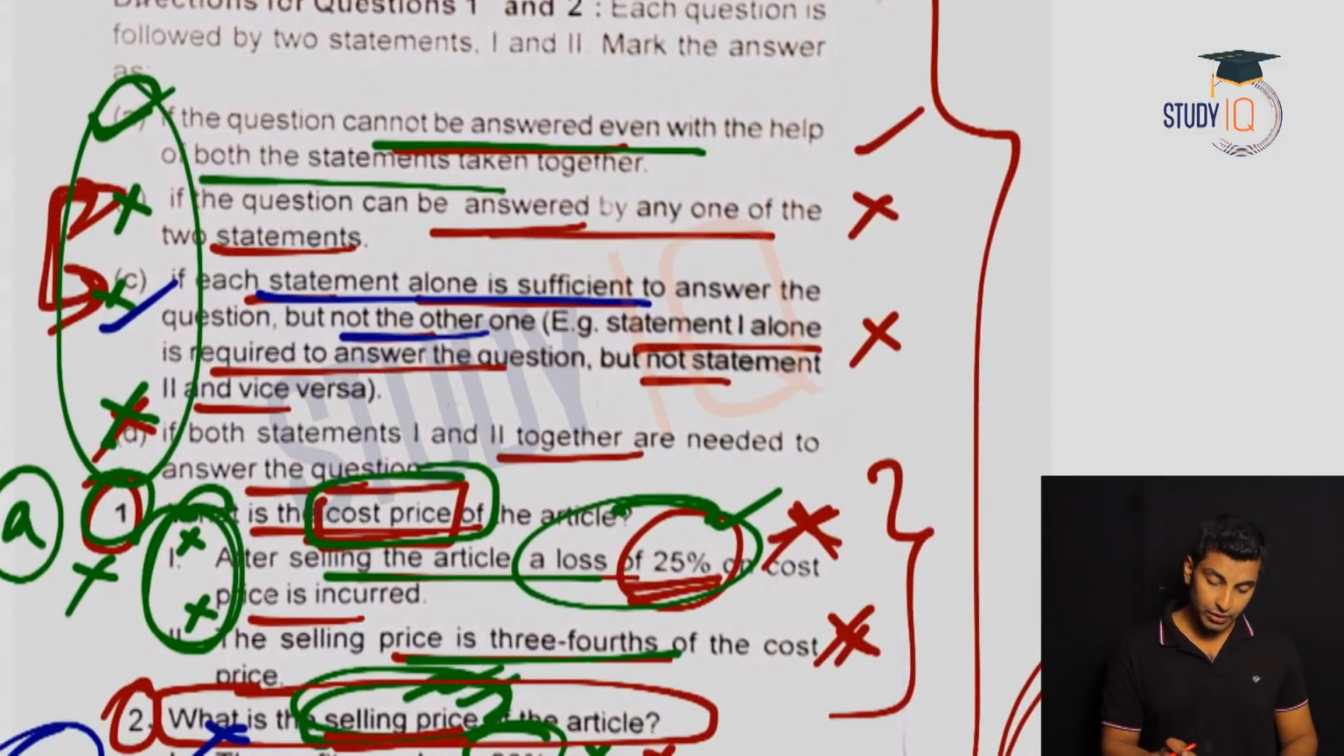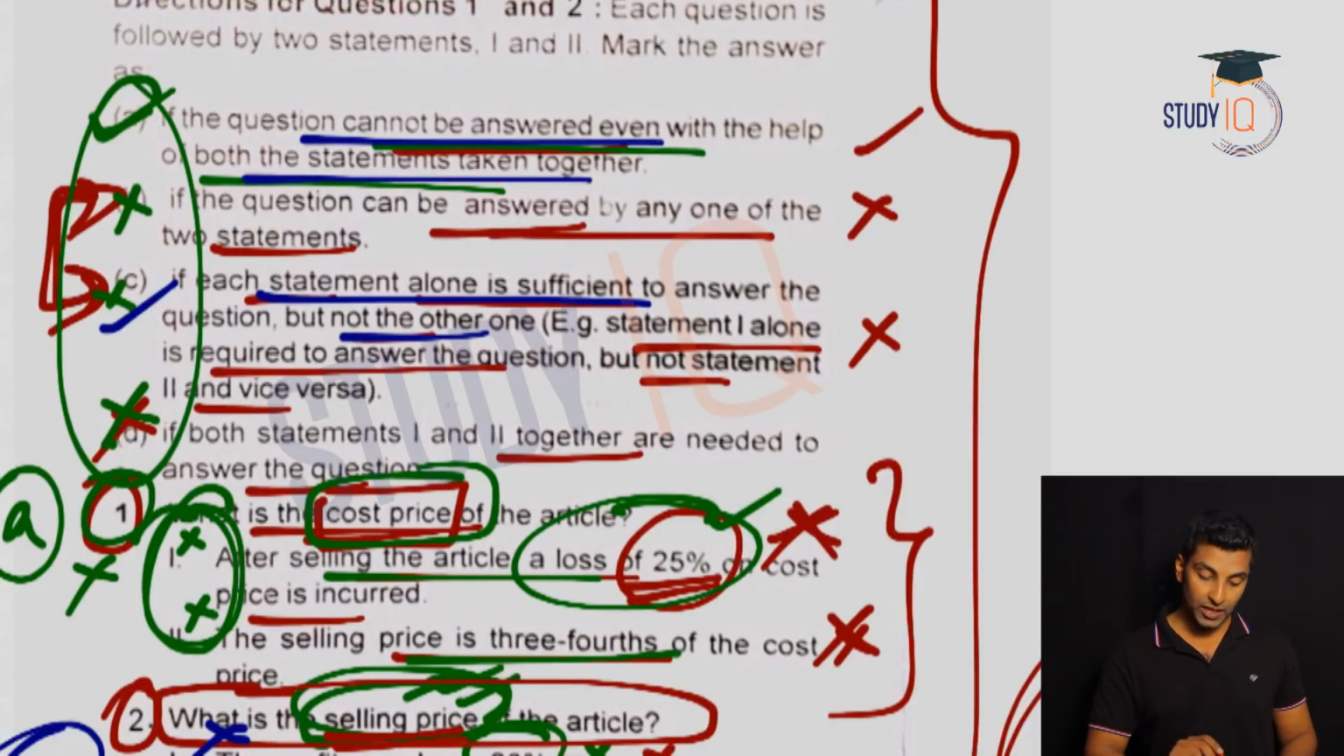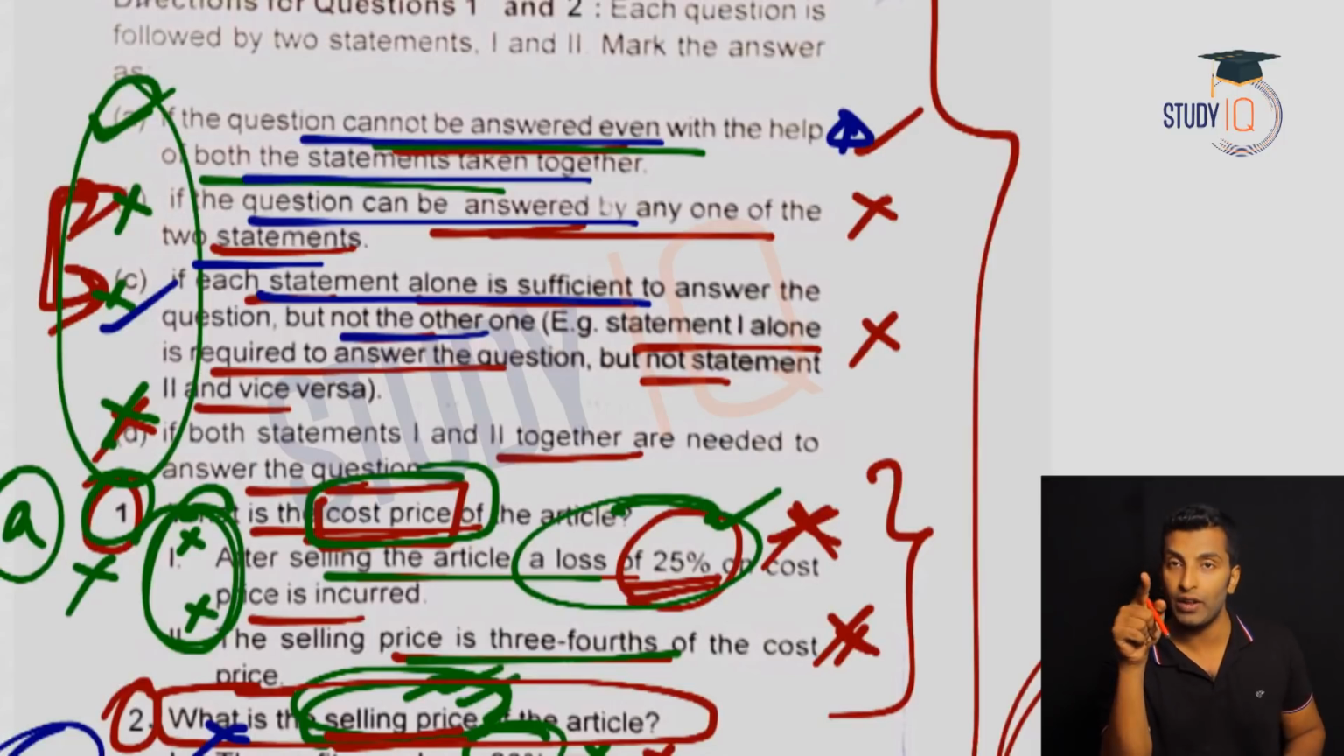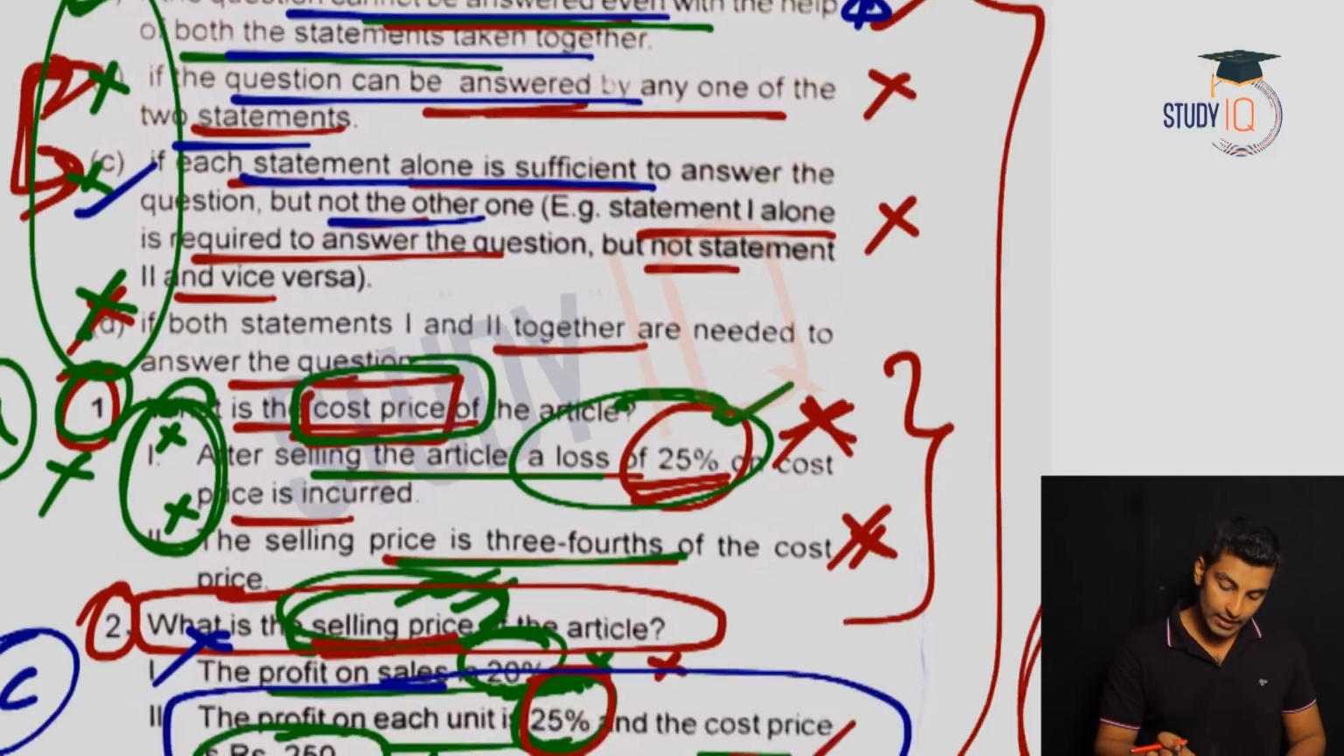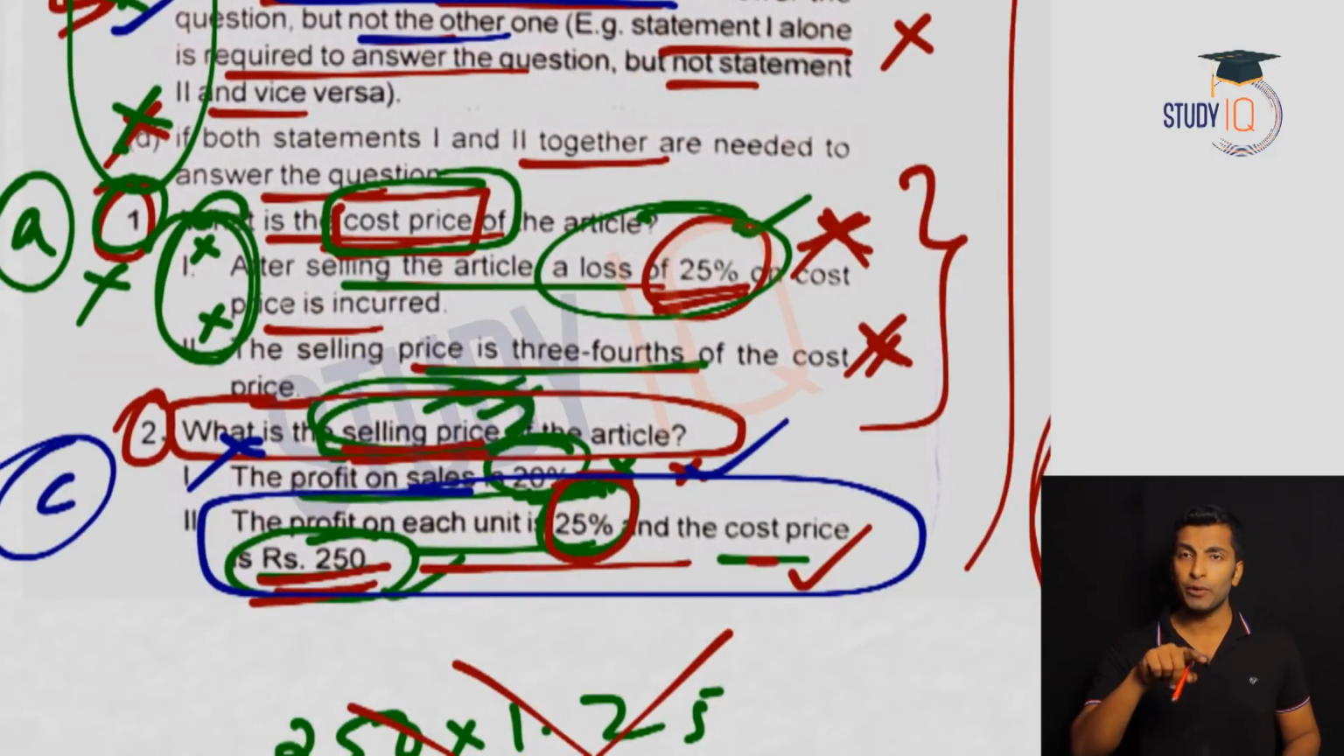The only thing is that you need to have a very good idea about the options given. I hope you understood. The first option is that you cannot answer with the 2 statements together. Second, the question can be answered by any one of the 2 statements: statement 1 alone will help you, statement 2 alone will help you. Third says statement 1 helps but 2 does not, or statement 2 helps but 1 does not. Or the final option, both of them together will help you. That means statement 1 alone will not help you, statement 2 alone will not help you, but if you combine them together, that will help you. So this is how you will get data sufficiency questions.